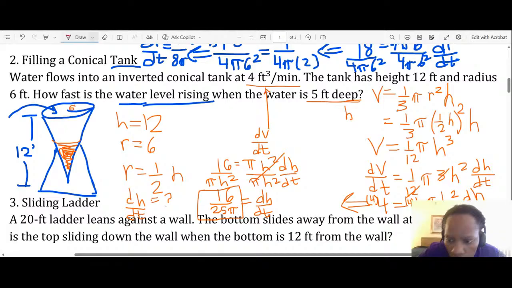the dR/dt is equal to 1 over 8 pi, and then for number 2, we got 16 over 25 pi. Okay. Moving right along to number 3.